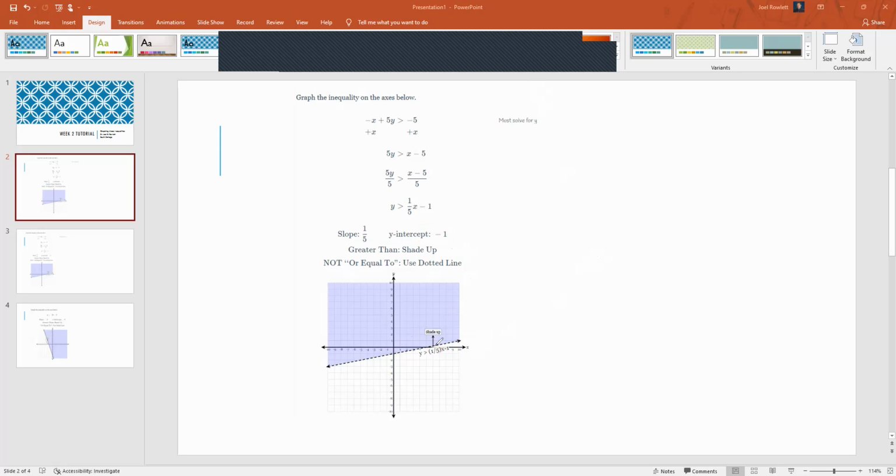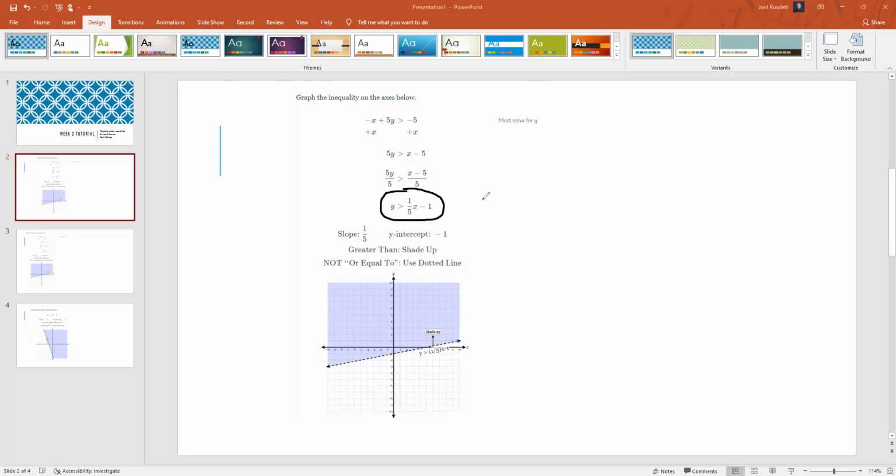But if you look at the solution, they do not use a solid line. They use a dashed line. The reason we use a dashed line is because the expression says that y must be greater than 1/5 x minus 1. In other words, y must be above the line 1/5 x minus 1. It cannot include the line. So if you want the reader to understand very quickly that all points on the line are not solutions, you make that a dashed line.